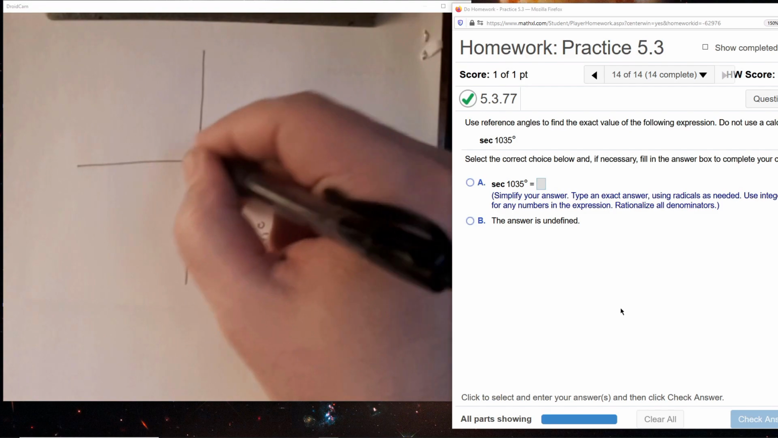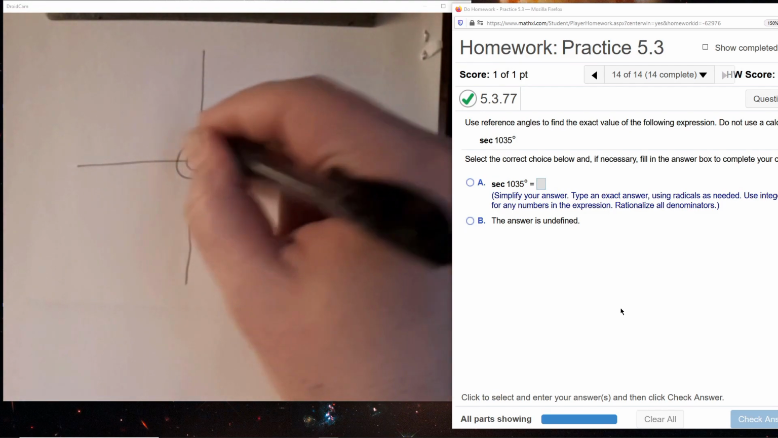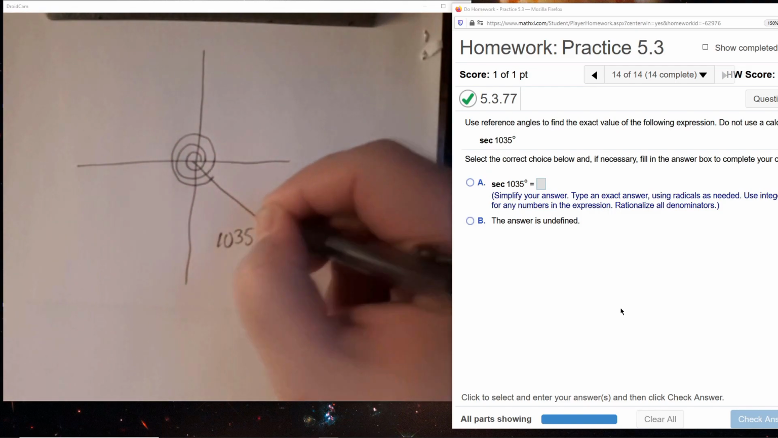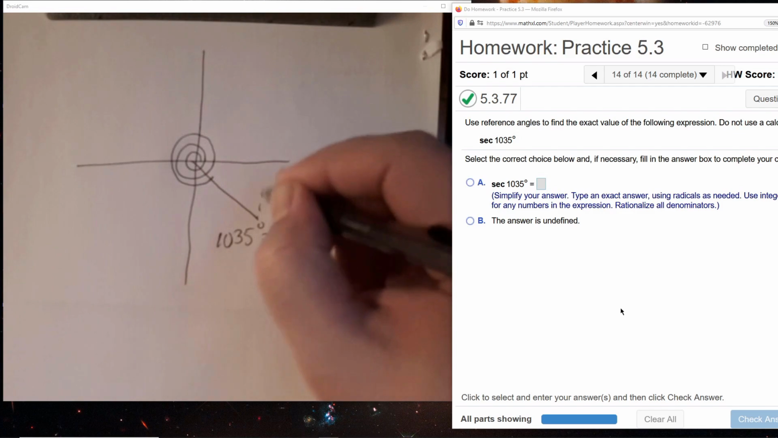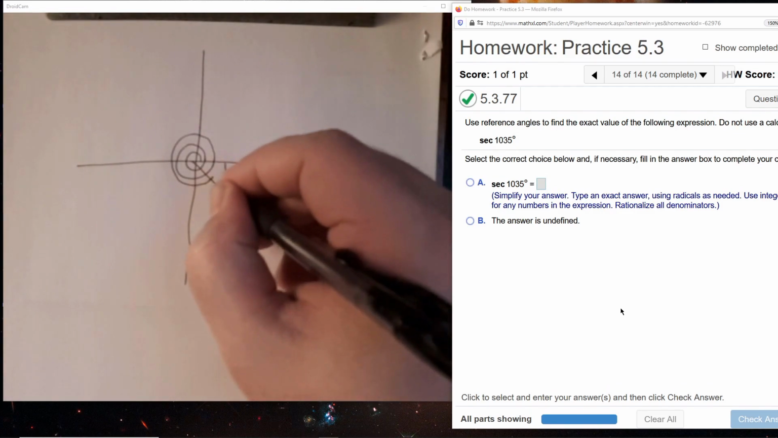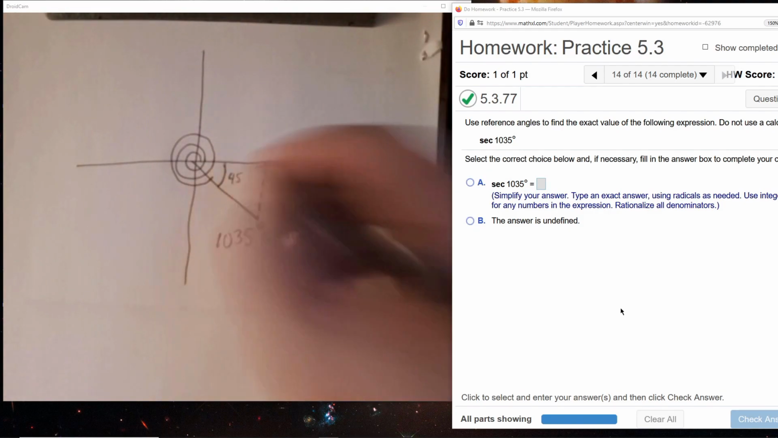So we have 1, 2, and then almost 3. So here's our right triangle. And this interior angle here, the reference angle, is 45.